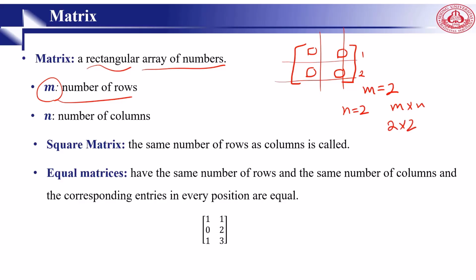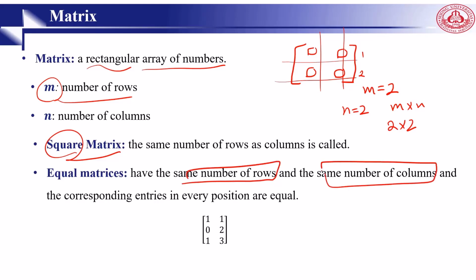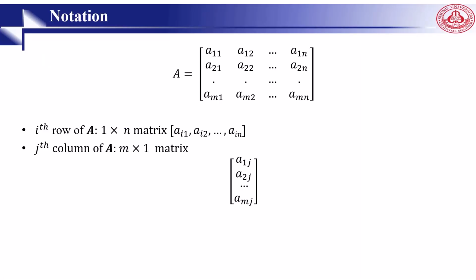A matrix with the same number of rows and columns is called a square matrix. And two matrices are equal if they have the same number of rows, the same number of columns, and the corresponding entries in every position are equal. This is a matrix. So we have 1, 2, 3, m equals 3, and n equals 2. So we say it's a 3 by 2 matrix. The number of rows is m, and the number of columns is n. Then this is one m by n matrix.